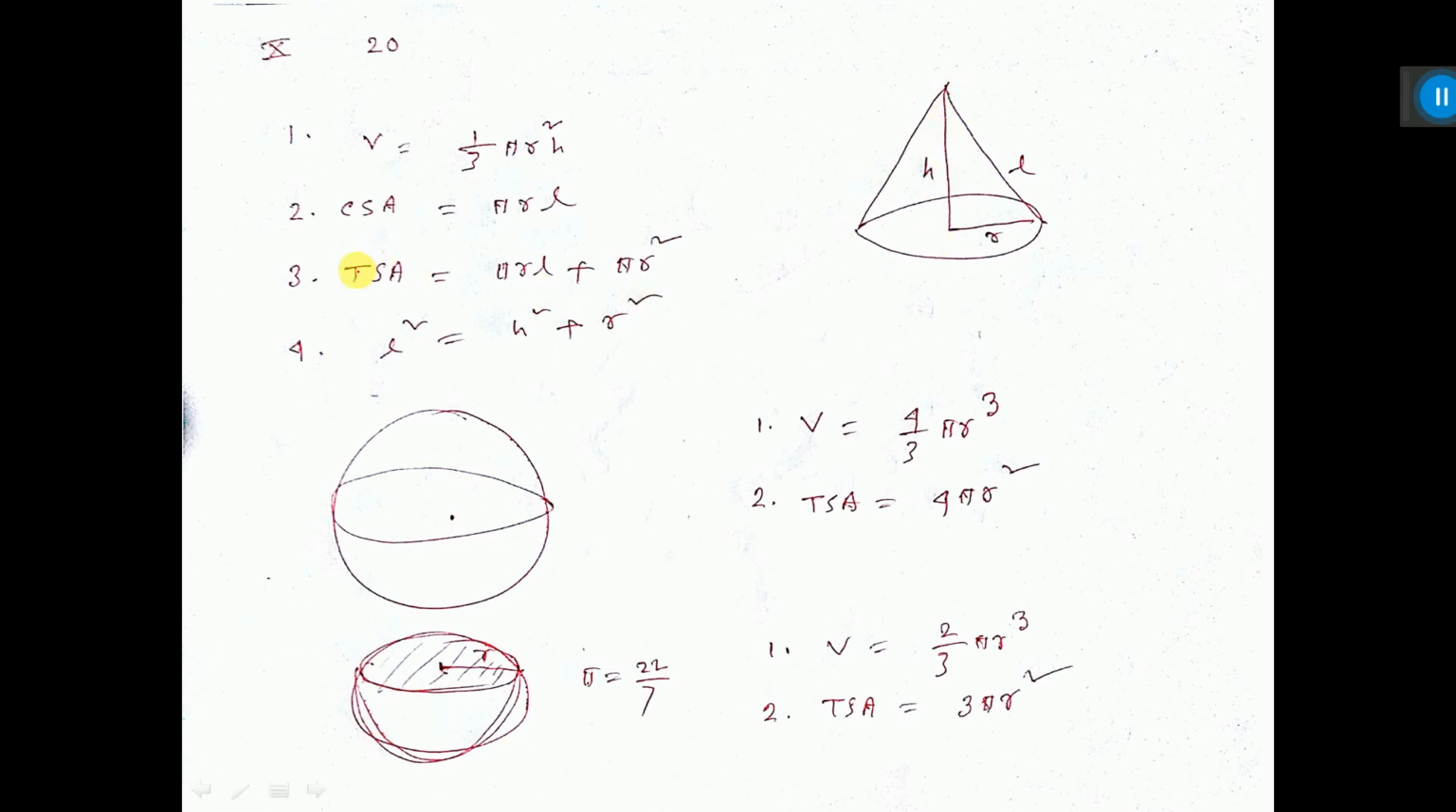And total surface area is equal to base area, that is pi r square, since it is a circle, and curved surface area, that is pi r L. So this is all for that cone.